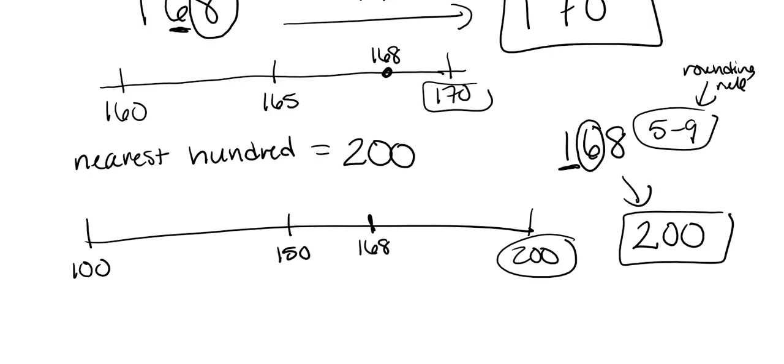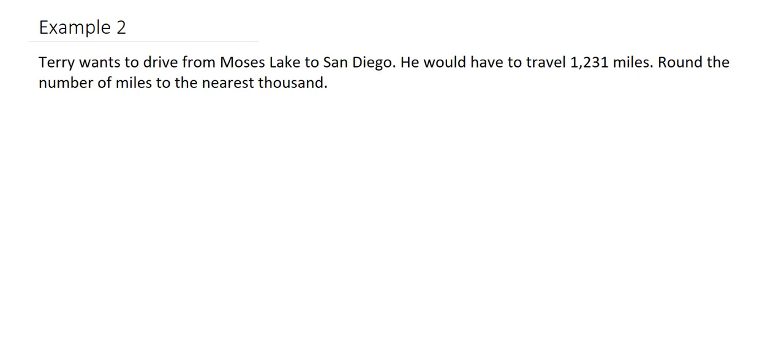Now let's look at another example. Example 2. Terry wants to drive from Moses Lake to San Diego. He would have to travel 1,231 miles. Round the number of miles to the nearest 1,000. So let's rewrite this number. We know this is our ones, our tens, our hundreds, and then our thousands. Let's underline that 1.